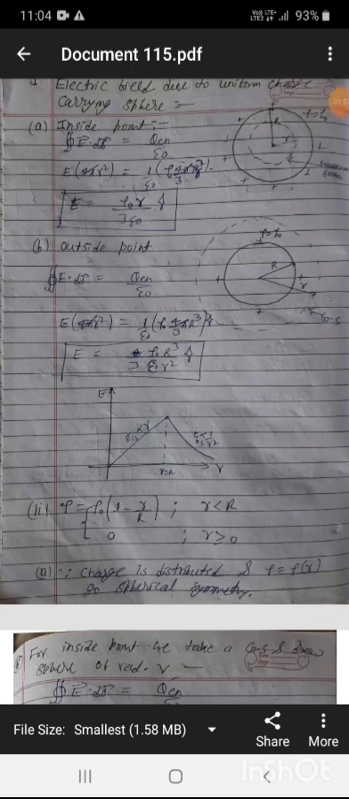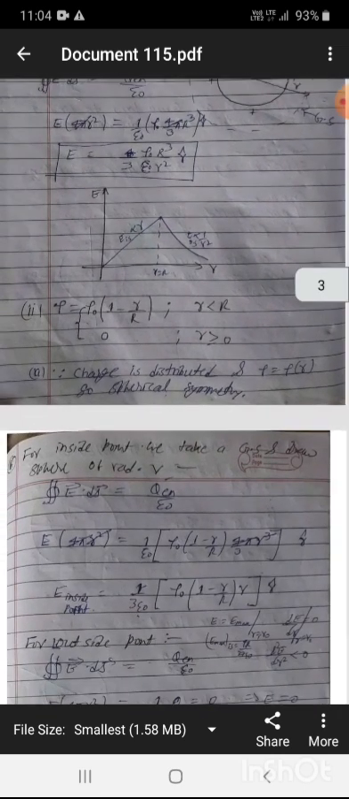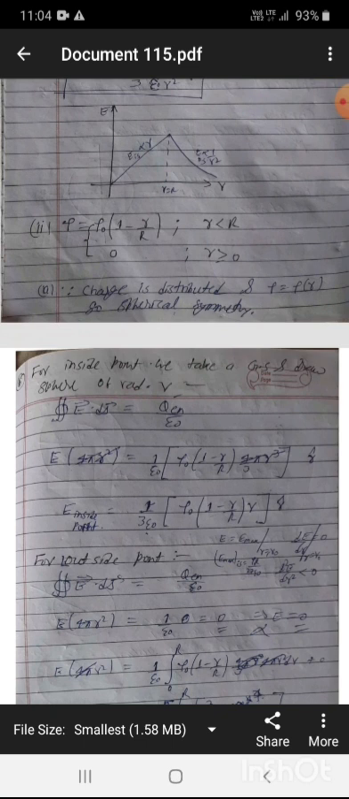Remember, here the volume would be taken as 4 by 3 pi capital R cube because charge is distributed till the sphere only, till the sphere of radius capital R only, right? So we will take rho naught into 4 by 3 pi capital R cube. So upon solving we get E equal to rho naught R cube by 3 epsilon naught r square into r cap.